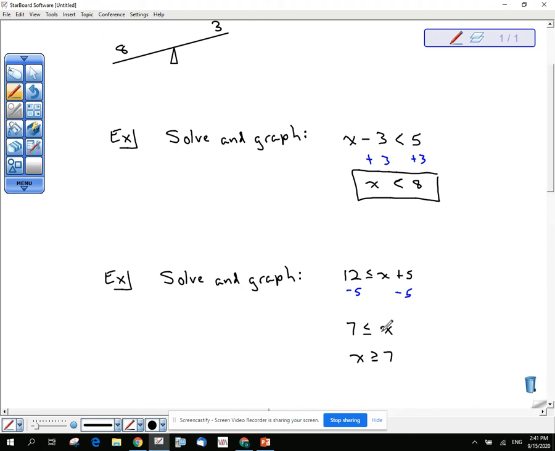This can be read from right to left. It says x is greater than or equal to 7. I think I mentioned that in the previous video. Yes, this is the less than sign, but if you read from right to left, it's x is greater than or equal to 7. So here you have x is greater than or equal to 7.